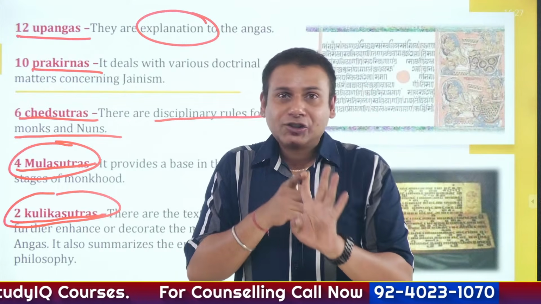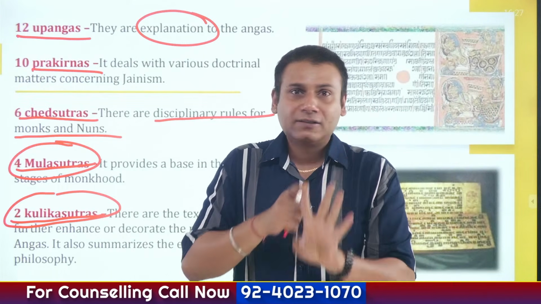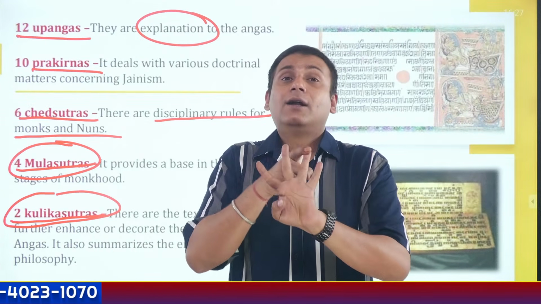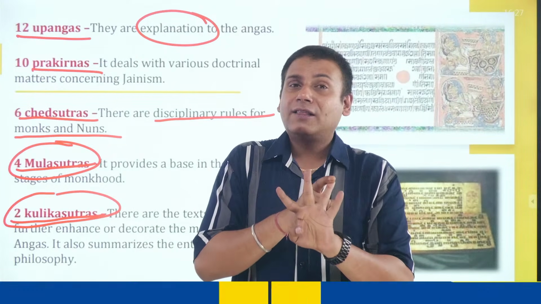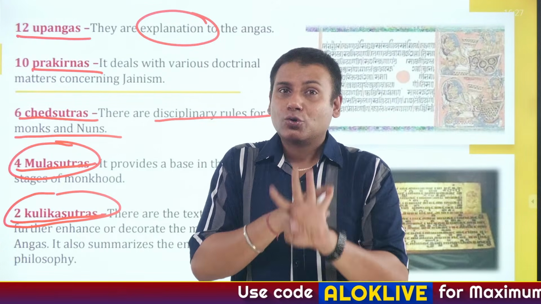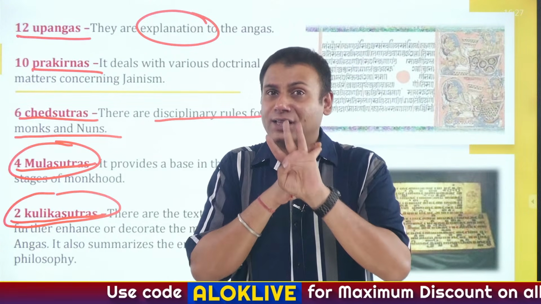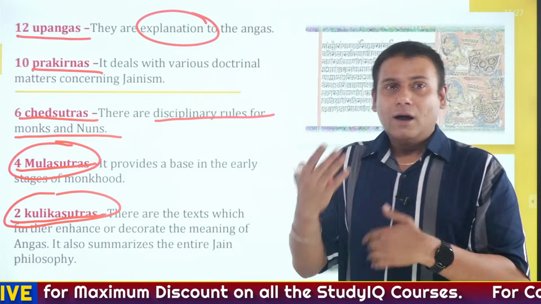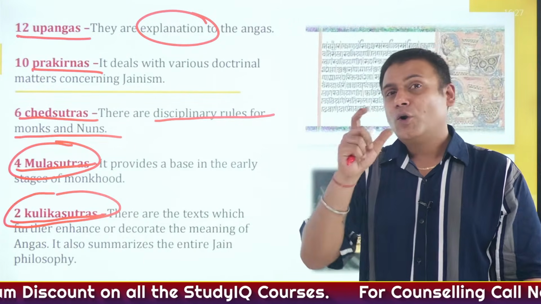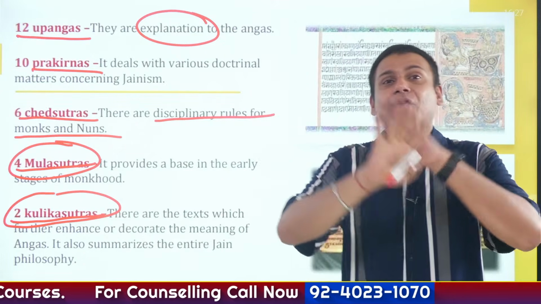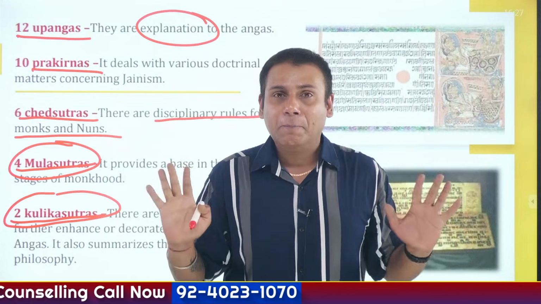12 Angas, these are the discourses of Tirthankar. 12 Upangas, these are explanations of Angas. 10 Prakrinas. Prakrinas are nothing but various doctrinal matters associated with Jainism. 6 Chhed Sutras, disciplinary rules for monks and nuns. 4 Mool Sutras. Like if a person aspires to become a monk or a nun, what rules and regulations does he need to follow? Then come 2 Kulika Sutras, summary of the entire Jain philosophy.